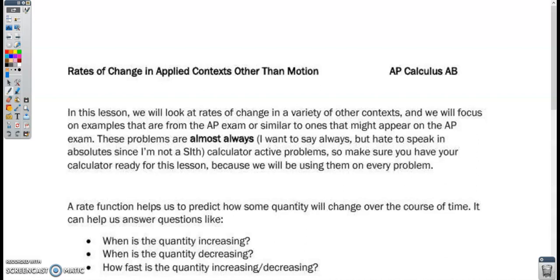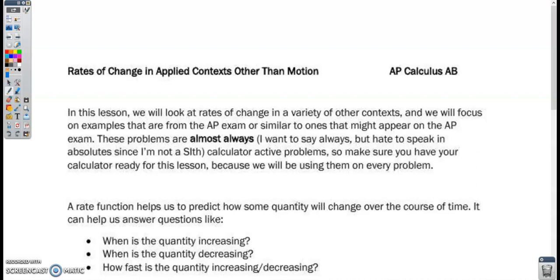This is section 3 of Unit 4 of AP Calculus, rates of change in applied contexts other than motion. We're going to talk about some of the basics of how these problems look, and then we're going to do a ton of examples. It's probably going to take me a couple videos to get through all of the examples that I have for you in this lesson. So let's go ahead and get started.